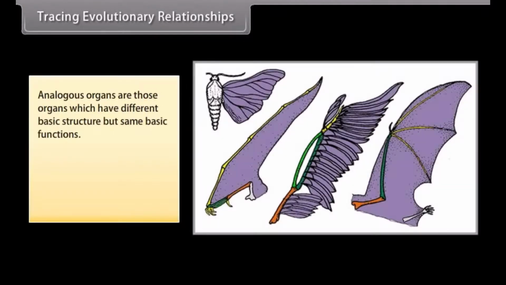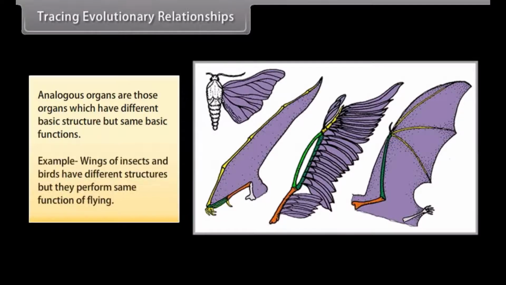Analogous organs are those organs which have different basic structure but the same basic functions. Example, wings of insects and birds have different structures, but they perform the same function of flying.